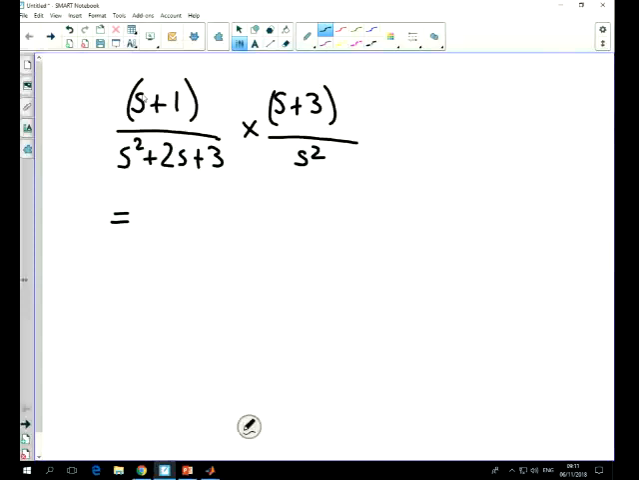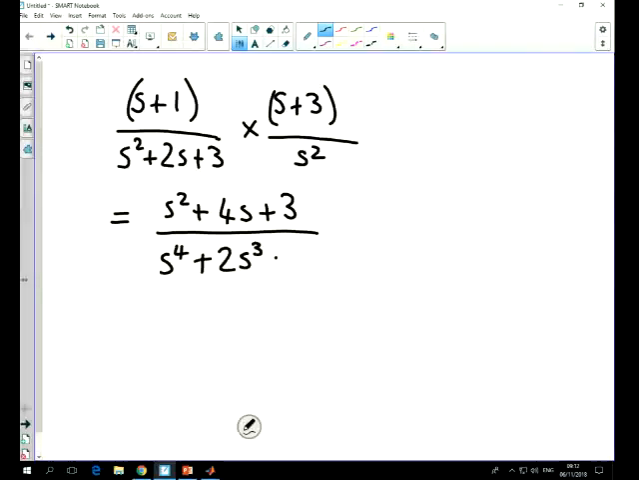Right, if you just multiply the top line and multiply the bottom line, that's the way it works, okay? There's no cross multiplying or anything complicated. Top line times top line will give you s squared plus 4s plus 3. Bottom line is going to give you s to the 4 plus 2s cubed plus 3s squared. As easy as that, yeah? Anyone get that right?